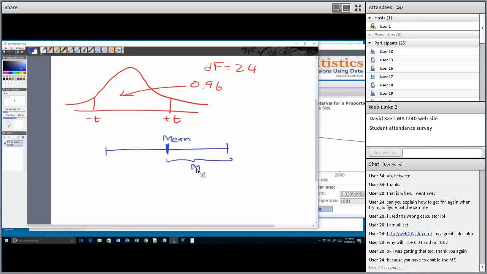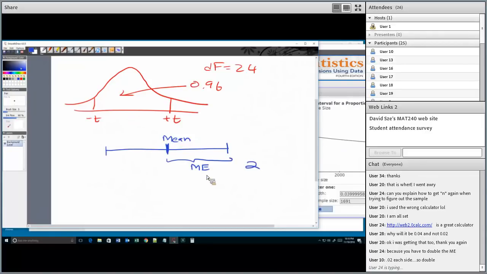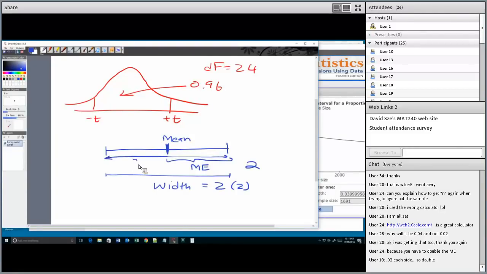This is your margin of error. The problems will give you the margin of error. So say your margin of error is 2. Then your width is the whole thing. The width is the width of the confidence interval. If your margin of error is 2, then your width is 2 times 2, right? 2 in this direction and 2 in this direction. So 4.